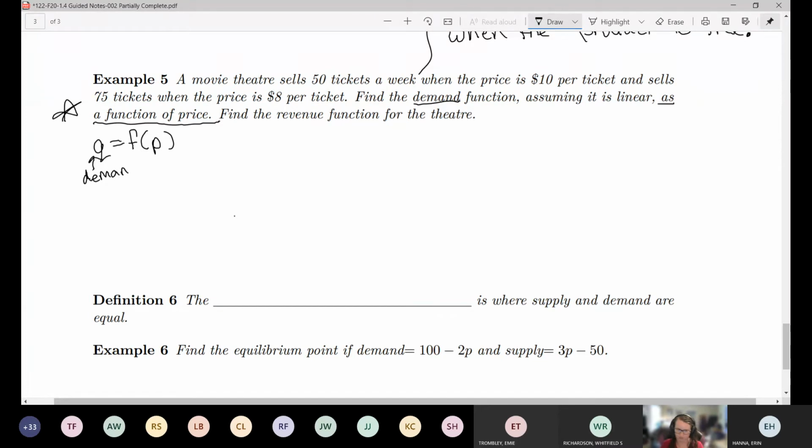Why is my pen not working? Demand, thank you. So if demand is a function of price, D equals f of P, but again, we're usually going to be using Q's and P's here. So now that I know what order I need to work with, I can take those two pieces of information that I'm told in the very beginning.